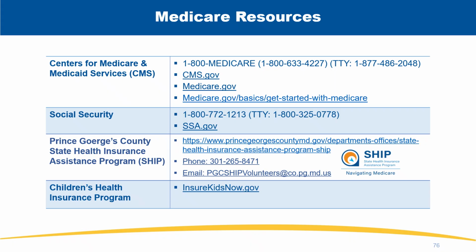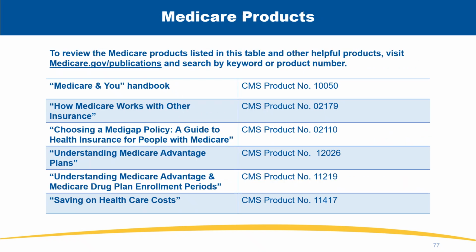Medicare resources. Again, the slides will be emailed to everyone if you cannot make note of everything here. But here are resources. Specifically, here is our direct information, Prince George's County State Health Insurance Assistance Program, SHIP. Our phone number and email are located here. Please use this phone number or email address if you have any questions. Medicare.gov is a website where you can get more information per topic and on more topics.